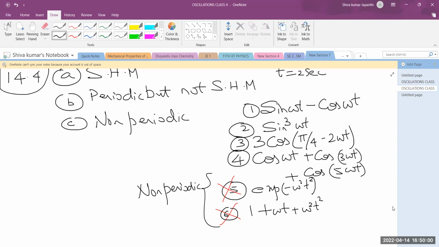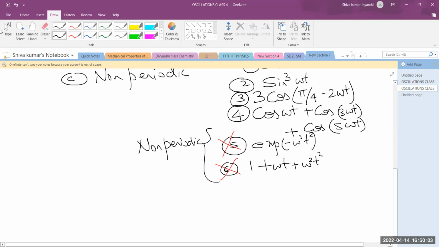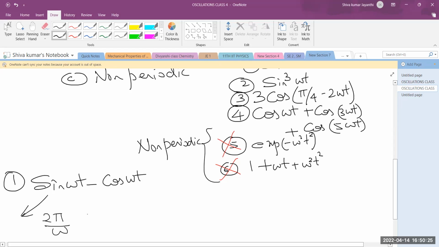What about the 1, 2, 3, and 4? We have to do them. Question number 1 is sin omega t minus cos omega t. Same type of question we did earlier, an example problem. What is the period of sin omega t? Time period, 2 pi by omega. What is the time period of cos omega t? Same, 2 pi by omega. So the LCM of both of them is 2 pi by omega.